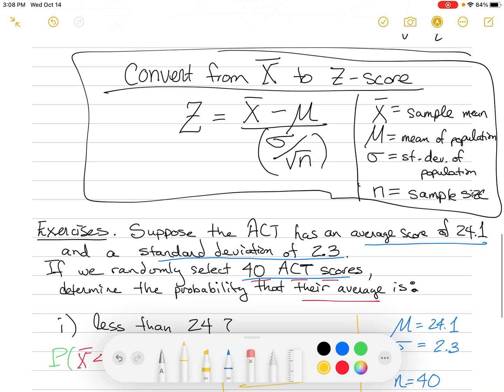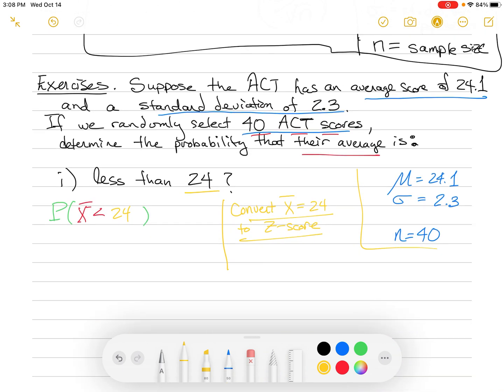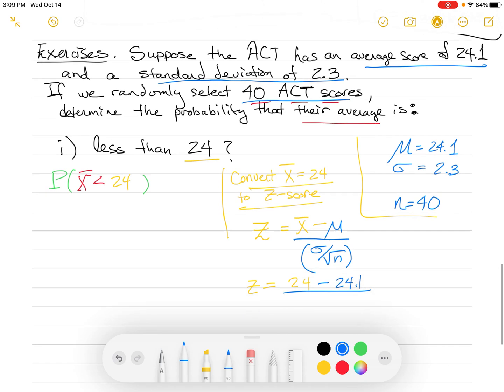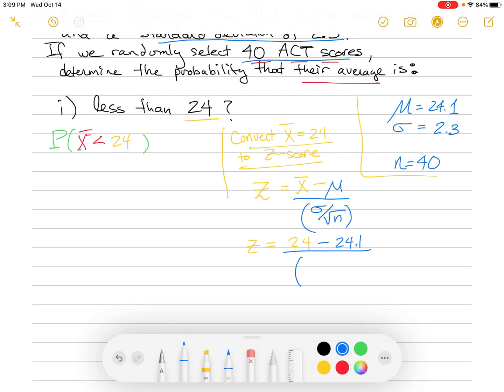So we had a formula, remember? X bar minus mu over sigma over root n. So let's do that. Z equals x bar minus mu over sigma over square root of n. It's going to be z equals, so in place of x bar, I'm going to put 24 minus 24.1, that's my mu. Sigma is going to be 2.3 and over the square root of 40.